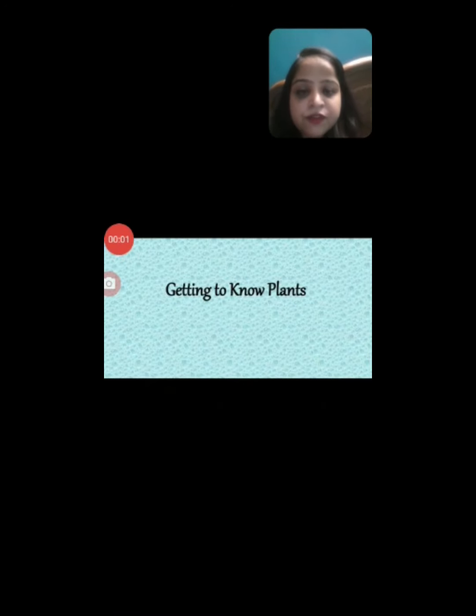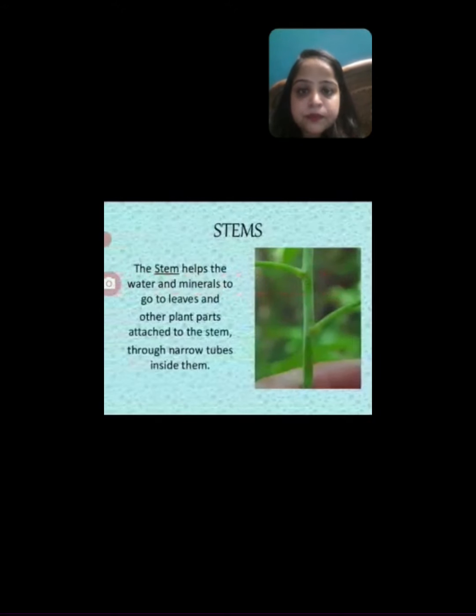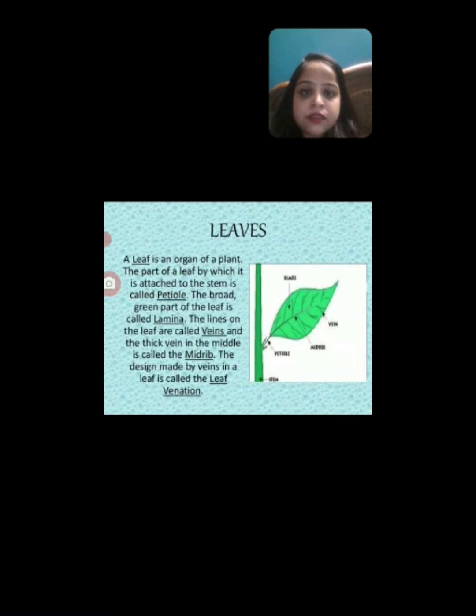Today we will learn more about our chapter number 7, getting to know plants. Today we will learn the different parts of a plant. The first part is the stem. The stem helps the water and minerals go to the leaves and other plant parts attached to the stem through narrow tubes inside it. The next is the leaves.